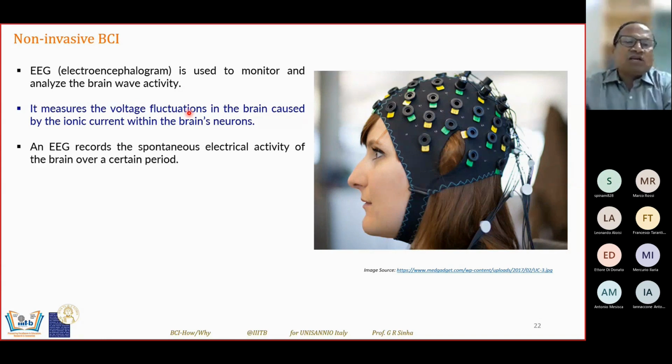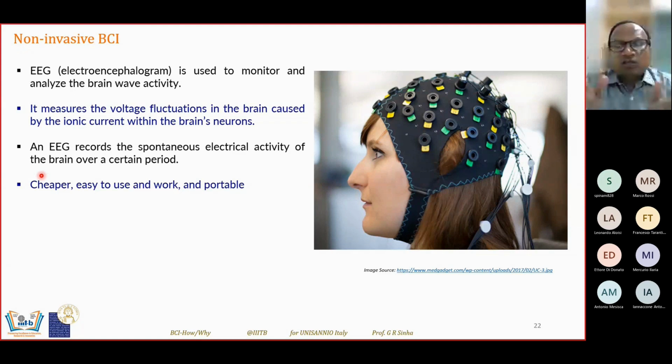So EEG records spontaneous electrical activity of the brain over a certain period. Remember, in all research, time is very important. If you are involving 10 persons and you are collecting data from all of them, the parameters must be the same. If the duration for one person is, say, 10 seconds, or you want to capture for 20 seconds under a certain environmental condition, that duration has to be the same for all the persons.